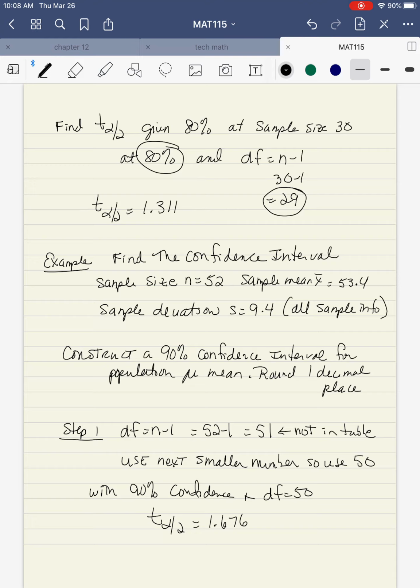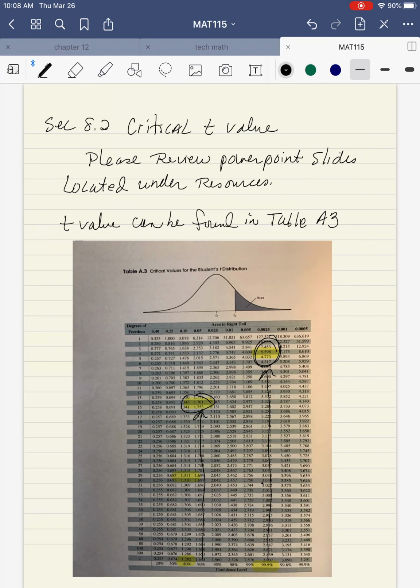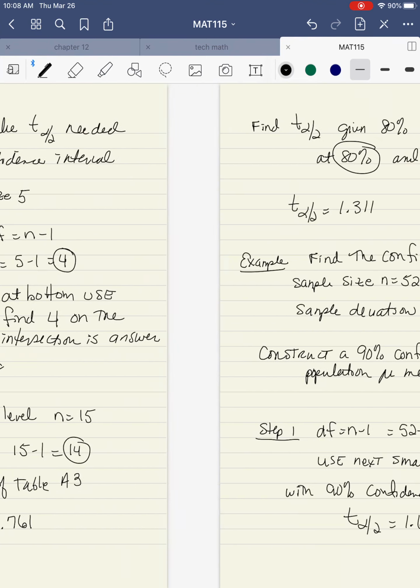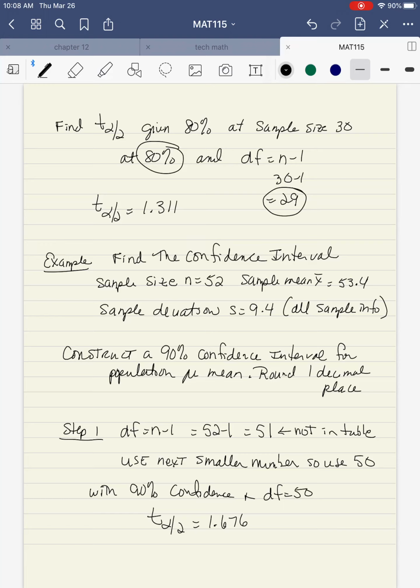Next, let's try 80% with a sample size of 30. So again, I go the degrees of freedom n minus 1, so 30 minus 1 is 29. 29 at 80%. So 80% is here, 29 is here. So the intersection is right there. So that is at a value of 1.311.